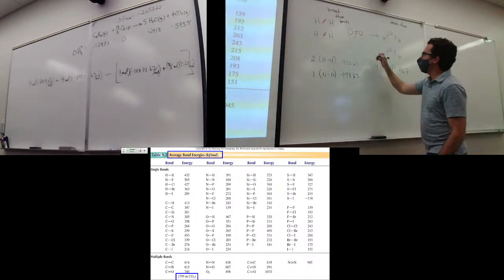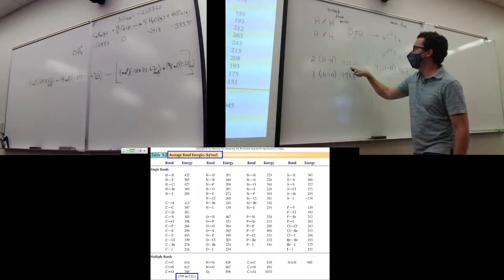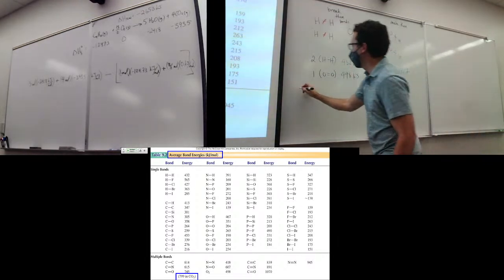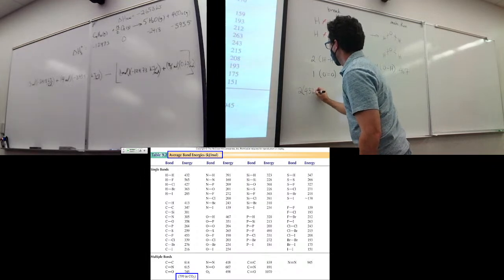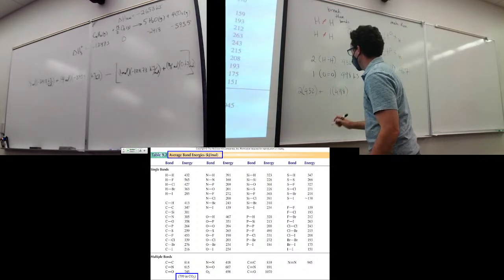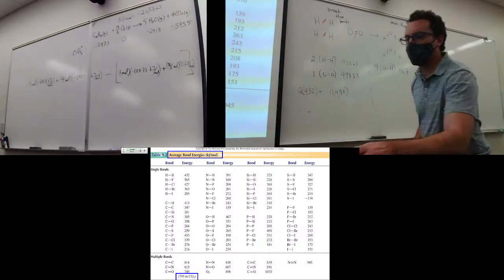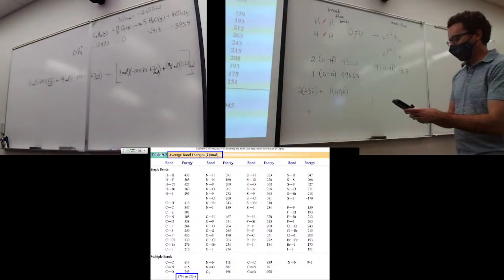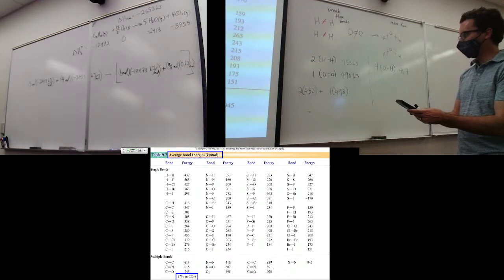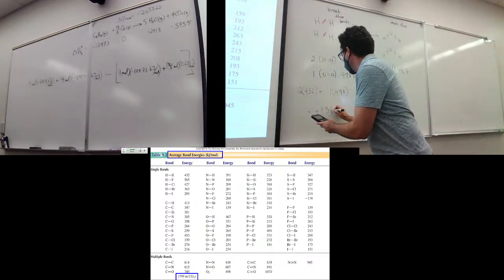So I'm going to sum up, and I'm going to put a little dividing line between them. I'm going to add up all of this. So there's 2 times 432, and then there is 1, 498. The total amount of energy I'm going to spend breaking bonds is 2 times 432 plus 498, which is 1362 kilojoules.